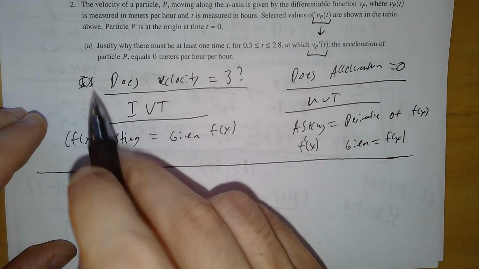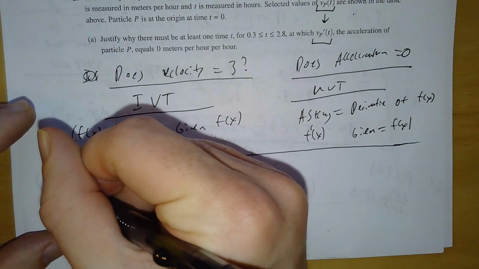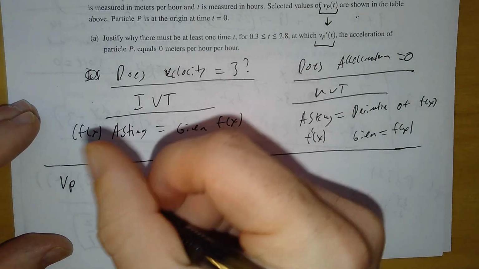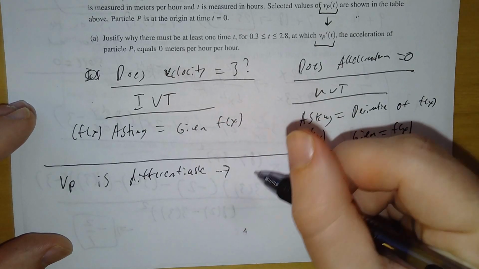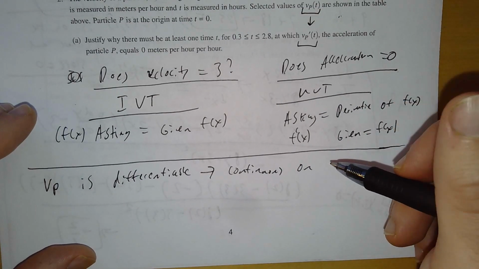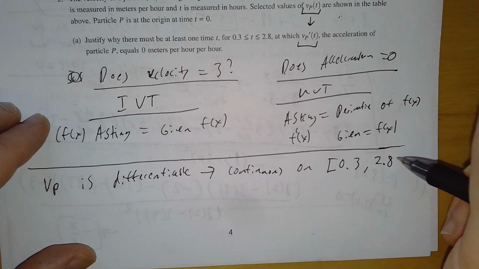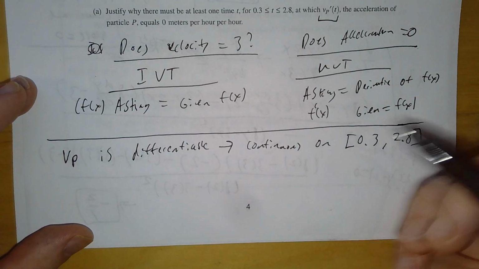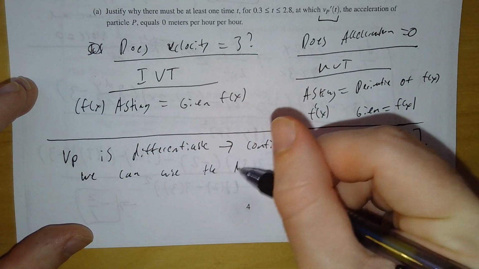Okay, so conditions. Is it differentiable? Yes, it is. It says it's a differentiable function. Make sure you use the right letters. Don't say f of x if it's VP; say VP. VP is differentiable, therefore continuous on 0.3 to 2.8, so we can use the mean value theorem.